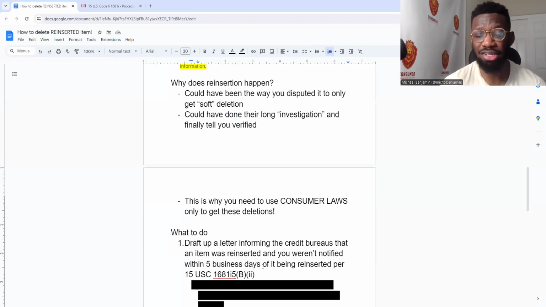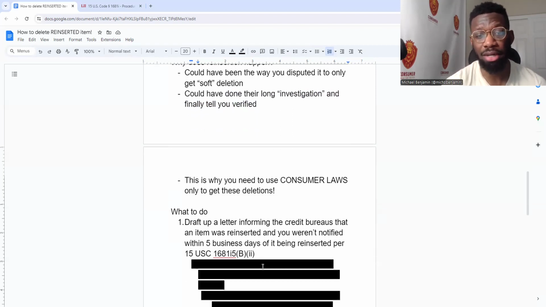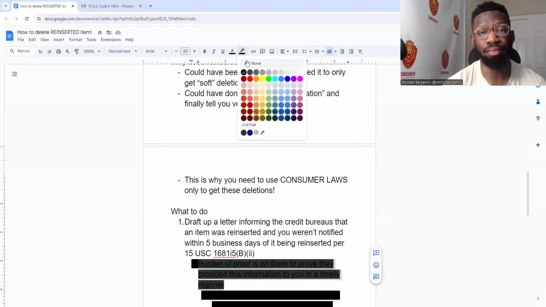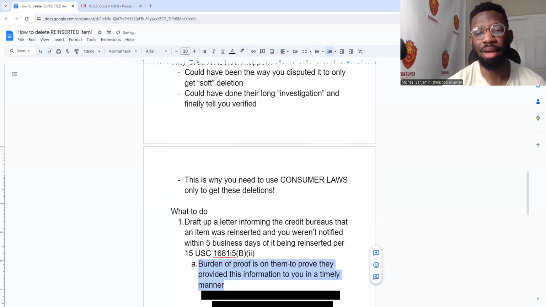This is not guaranteed. The credit bureaus will do whatever BS they want to do to keep the item on there. But I'm just saying that if it was me and I was in a situation where it got reinserted, whether they notified me or not, I'm going to say that you didn't notify me, right? It's a game. You got to do what you can. And you got to remember that the burden of proof is on them to prove that they provided this information to you in a timely manner, right? So however you interpret that, however you take it, that's on you.